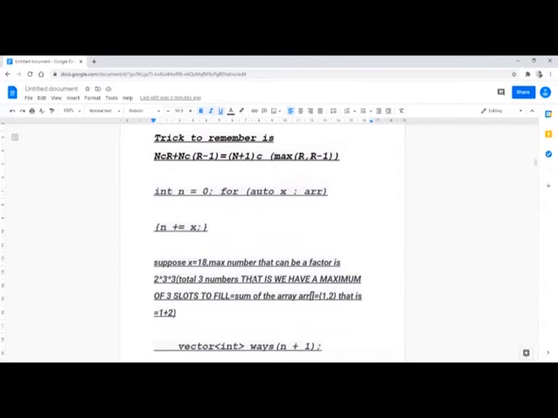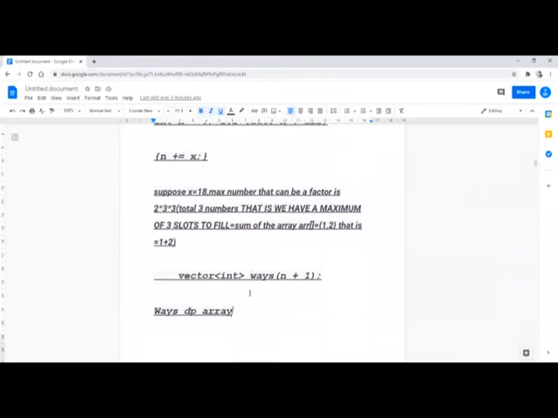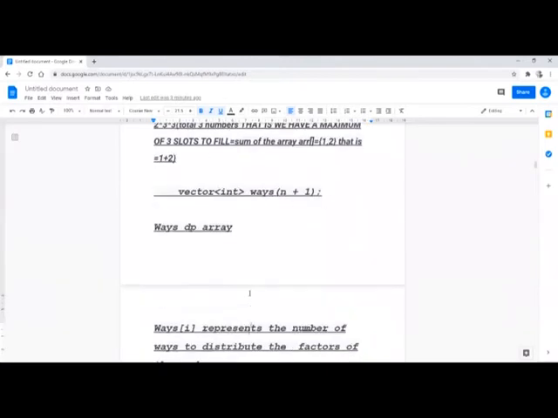Suppose x is equal to 18, so the maximum number of factors is 2 into 3 into 3. So there are a total of 3 numbers, that is, we can have a maximum of 3 slots to fill, which is equal to the sum of the array ARR, which is 1 plus 2. Then we initialize a vector to store the base DP array of size n plus 1.